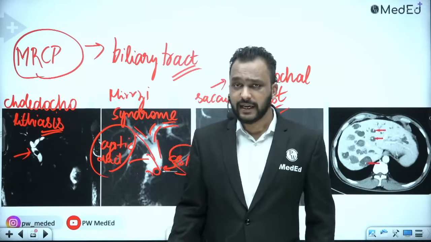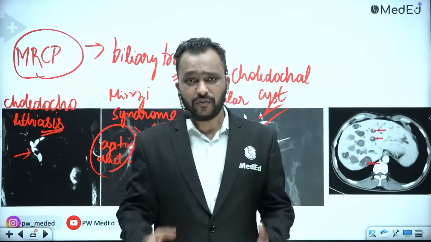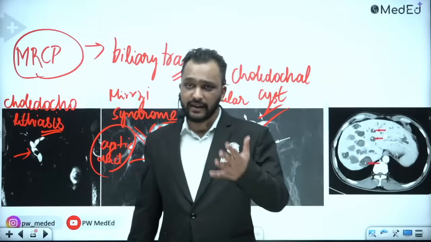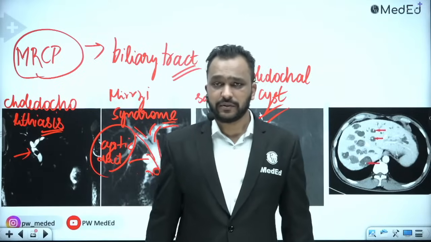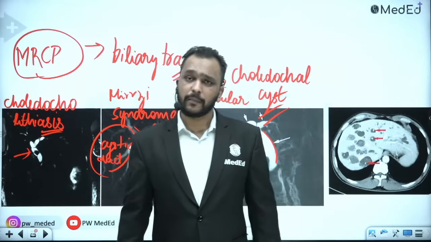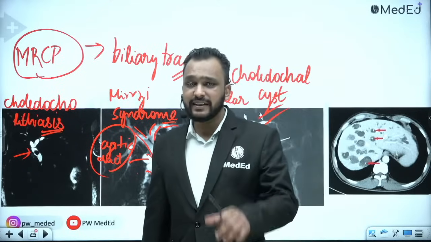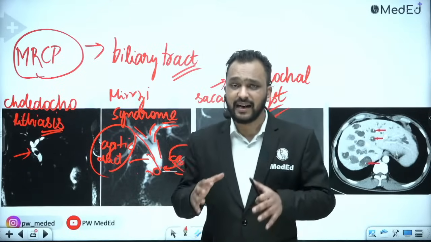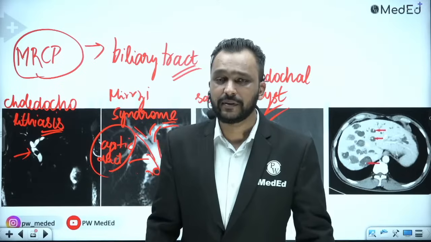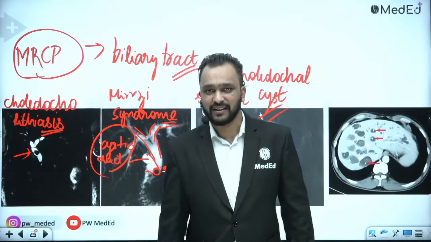In type 1, you will see that there is saccular dilatation or fusiform dilatation of the common bile duct. In type 2, you will see that there is a diverticulum arising from the common bile duct. In type 3, you will see that there is cystic dilatation of the distal part of the CBD, that is known as your choledochocele.